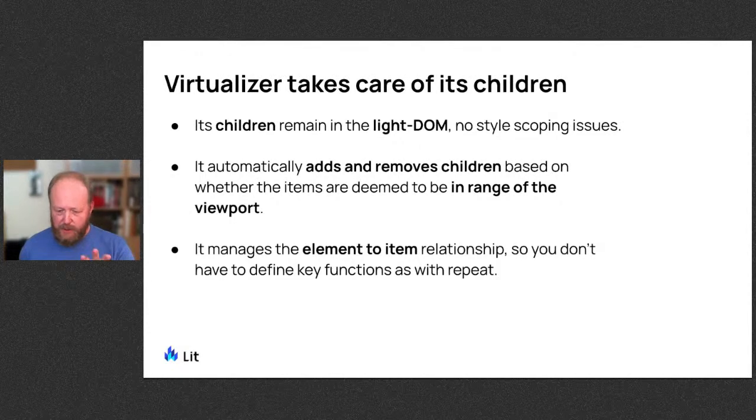The child nodes that it's rendering remain in the light DOM, so you don't have to do anything special to style them, and it'll automatically add and remove them based on whether they're deemed to be in range of view. It already understands which items correspond to the elements that are rendered, so you don't have to think about creating keys for them like you might with repeat. It's just kind of a freebie.